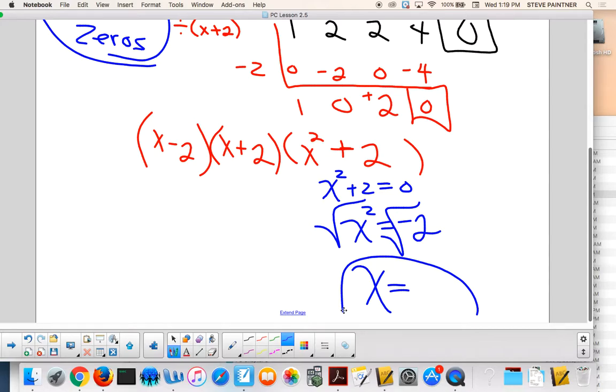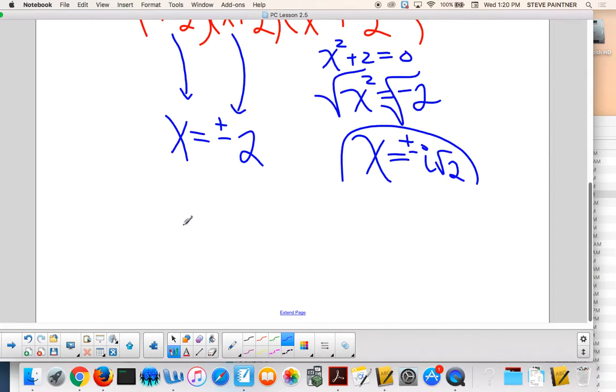Answer? Plus or minus i. Plus or minus i square root of 2, says Aaron, and he's right. And of course, this 0 and this 0 were what? Plus or minus 2. So did I find 4 zeros? Yeah, I did. Okay.